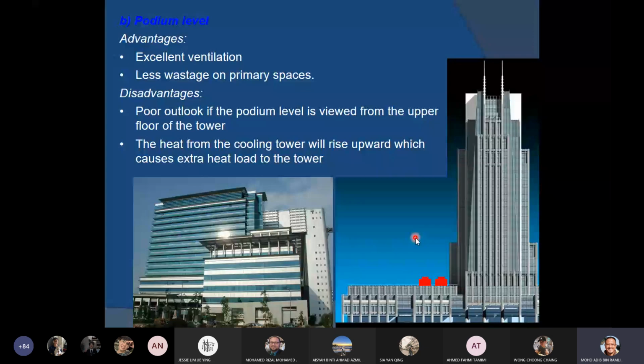Another problem is the heat from the cooling tower will rise upward, which causes extra heat load to the tower. Because the cooling tower releases steam, the steam will hit the window here, which will increase the cooling load. So this is one example of a building. I think this is in Singapore, where the cooling tower is placed somewhere at this level, which is the podium level.